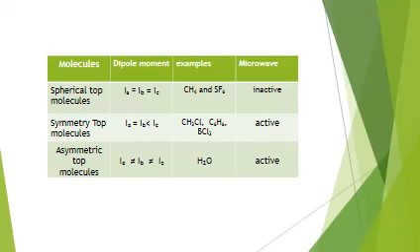In the case of a symmetric top molecule, Ia is equal to Ib, which is less than Ic. Examples are CH3Cl, C6H6 and BCl3, and these molecules possess a permanent dipole moment and are microwave active. For an asymmetric top molecule, Ia is not equal to Ib is not equal to Ic, and this type of molecule shows three rotational constants. The best example is water, and it possesses a permanent dipole moment and is also microwave active.